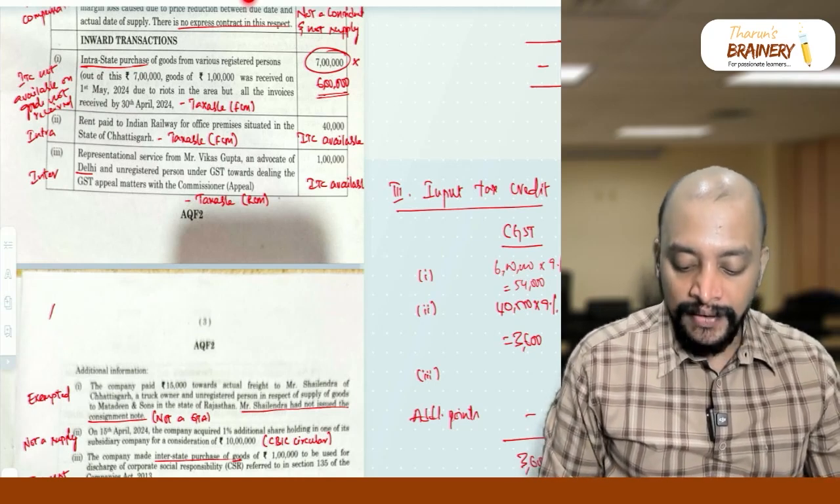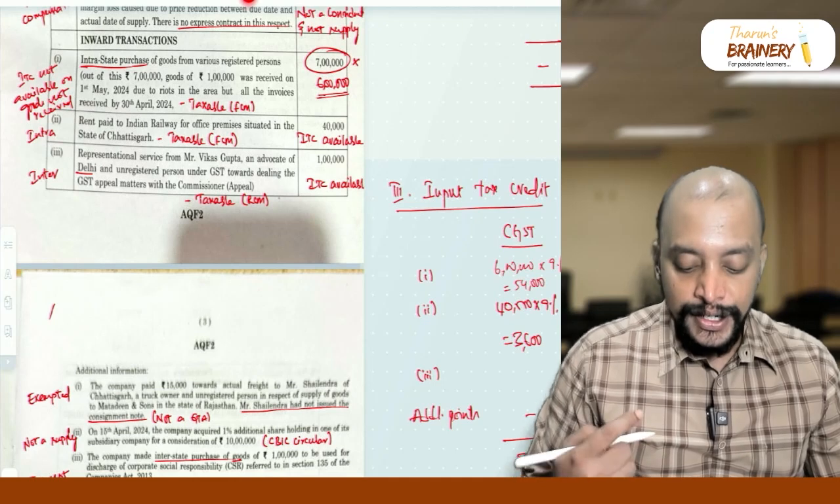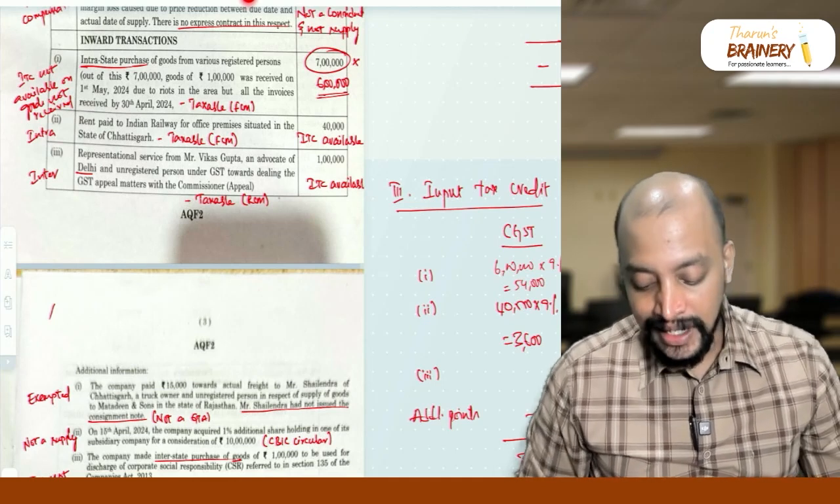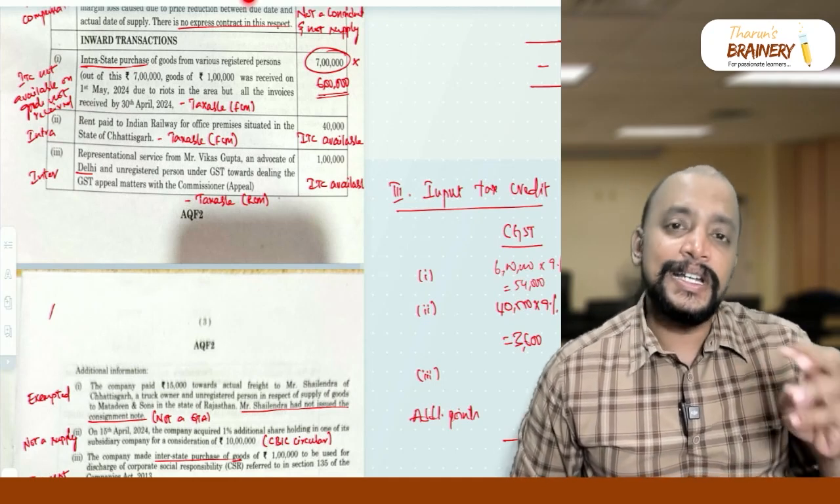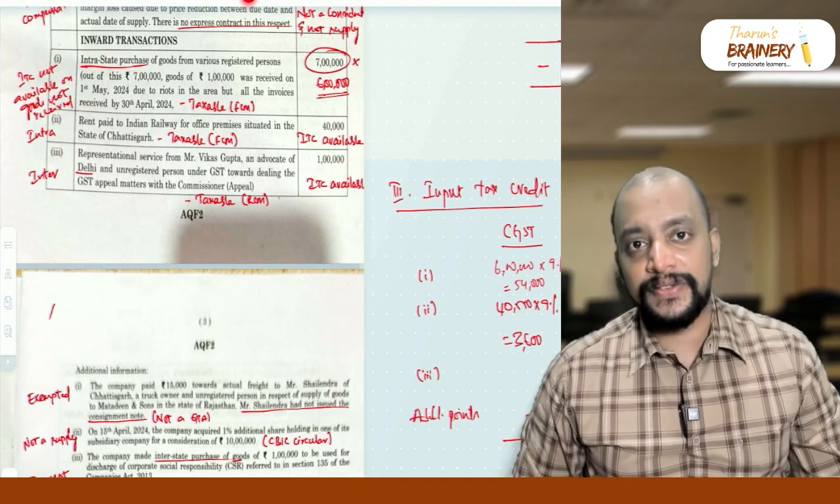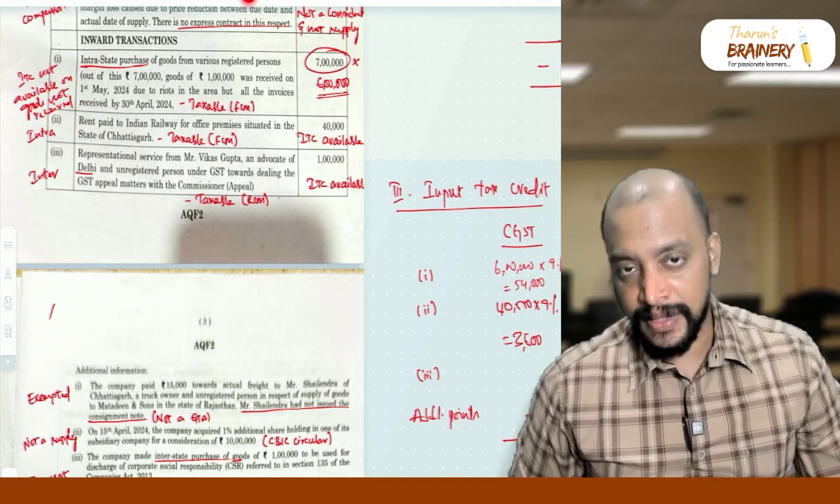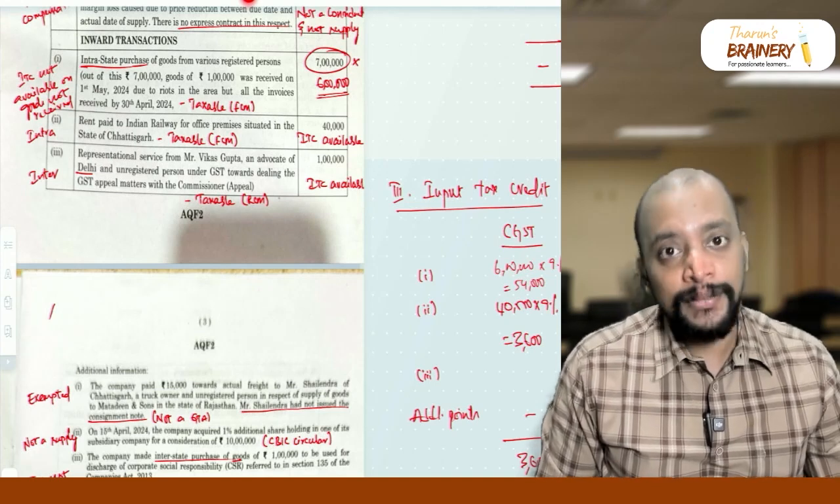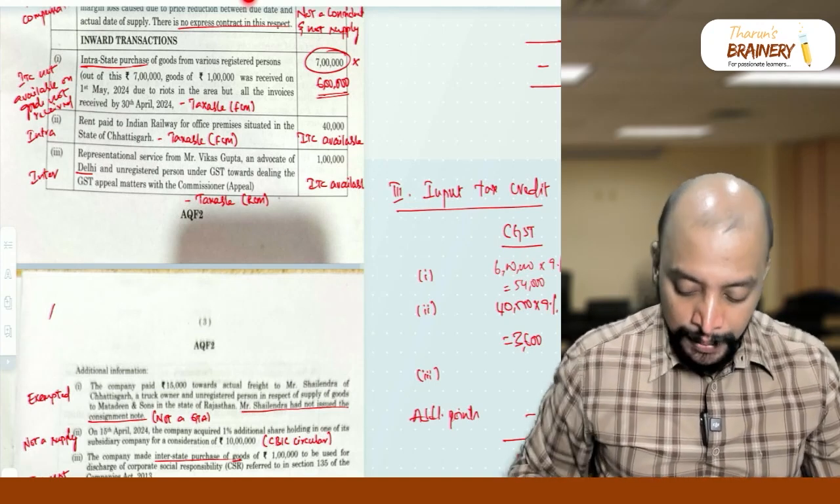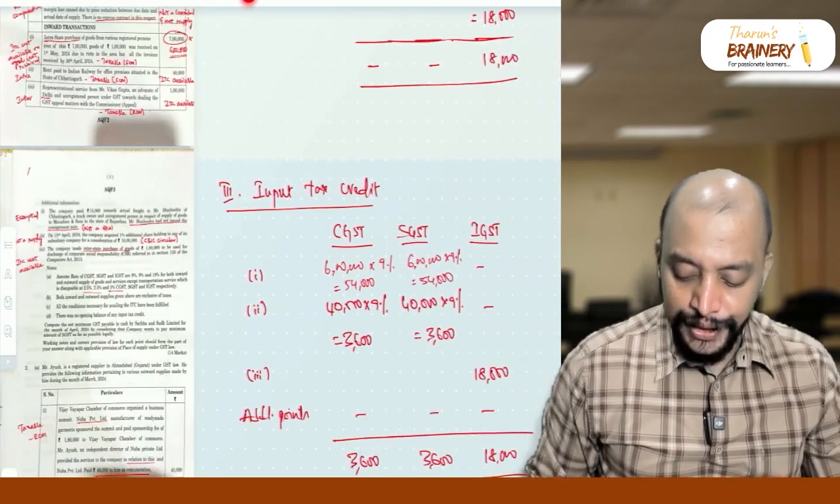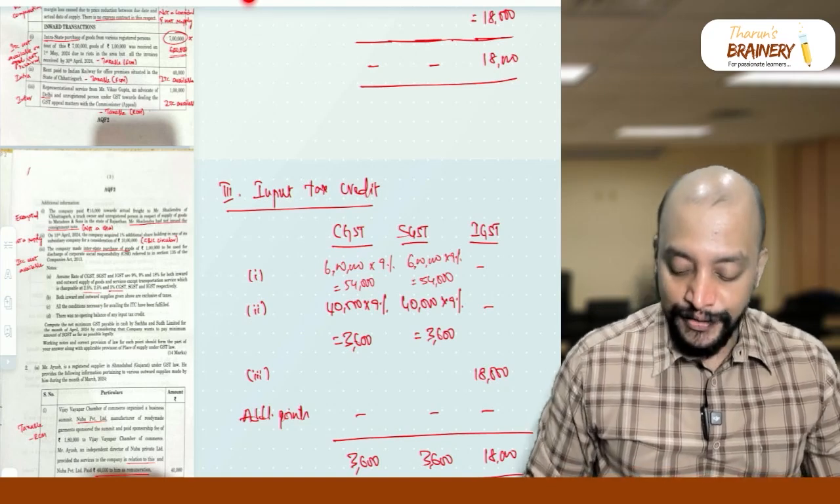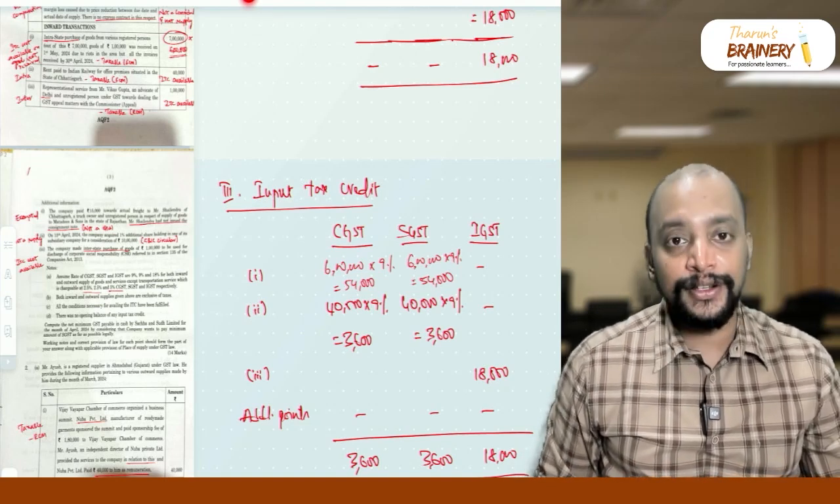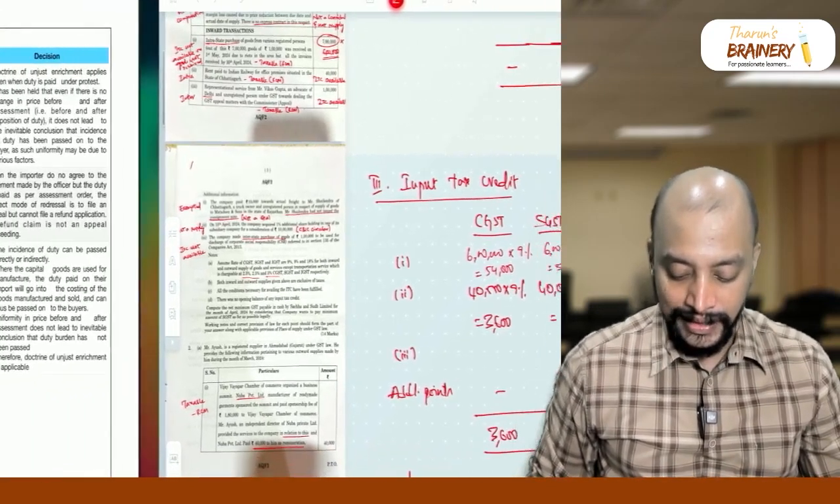Rent paid to Indian Railways for office premises situated in the state of Chhattisgarh. So it is FCM. Generally, all transactions of Indian Railways are covered under FCM. Because of the amendment, it will be taxable under FCM and ITC will be available. So 40,000 into 9% and it's intrastate. So 40,000 into 9%, 40,000 into 9%, that is 3,600 and 3,600.